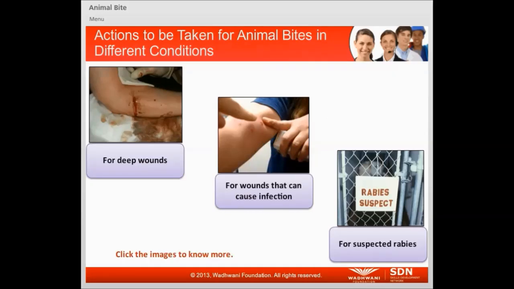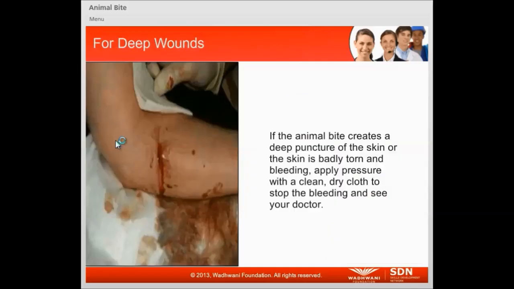Action to be taken for animal bites is different in different conditions. Let us see. For deep wounds: if the animal bite creates a deep puncture of the skin or the skin is badly torn and bleeding, apply pressure with a clean, dry cloth to stop the bleeding and see your doctor.